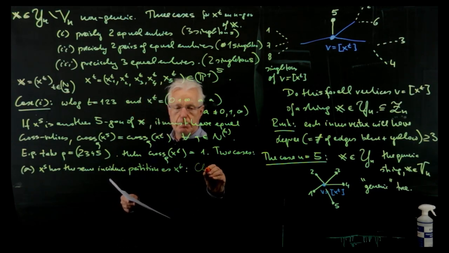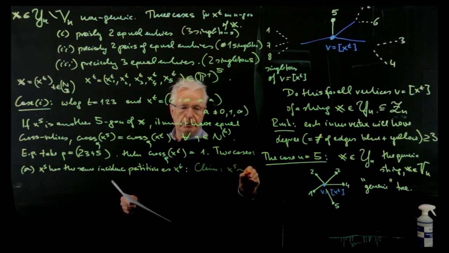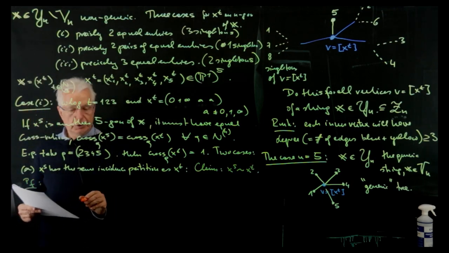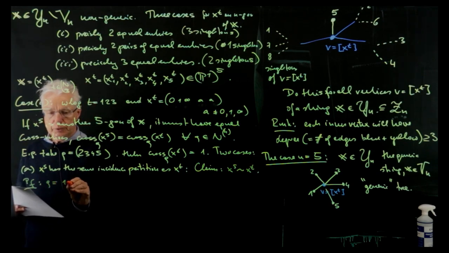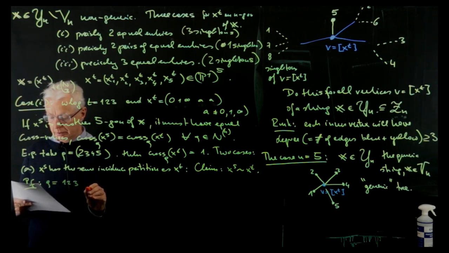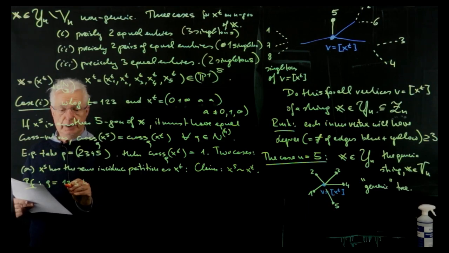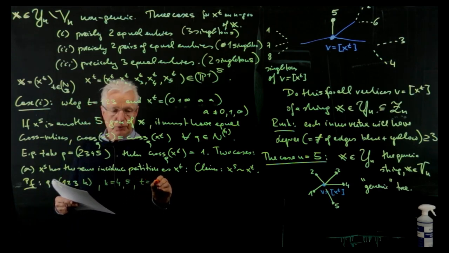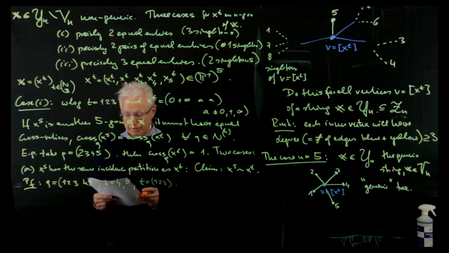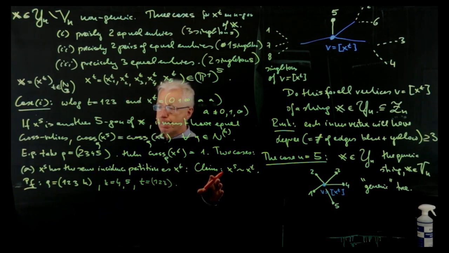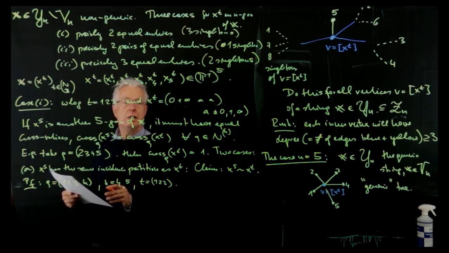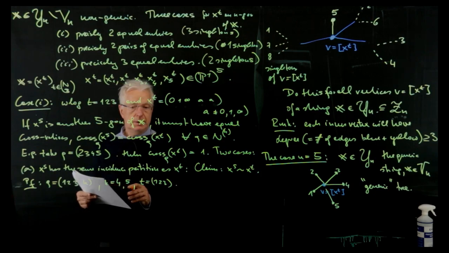So I claim in this case XS is already equivalent to XT. And why? Let us prove this. We choose Q suitably, Q = 1, 2, 3, K, where K could be 4 or 5, and we take T as 1, 2, 3 as before.